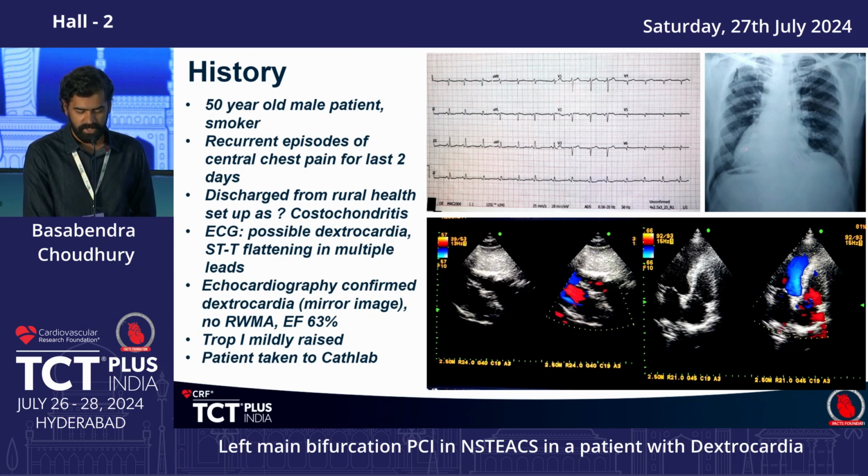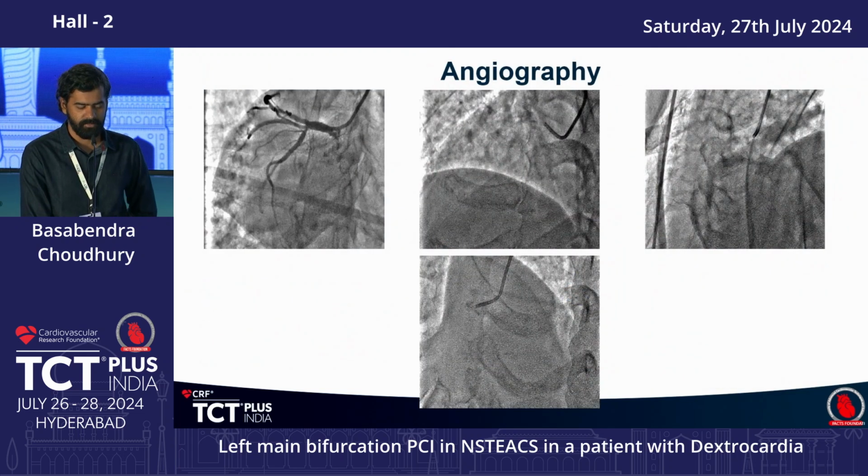And as we did the echo, the ejection fraction was still preserved when we did the first echo, and it confirmed it was a mirror image dextrocardia with situs inversus. The TROP-I was mildly raised, thus making the diagnosis NSTEMI. So, we decided to take the patient to the cath lab in view of the refractory chest pain.